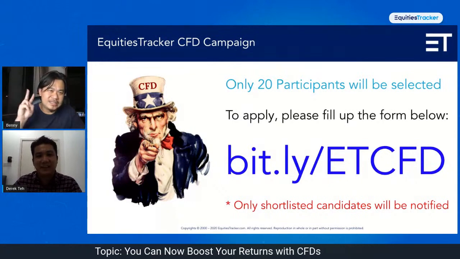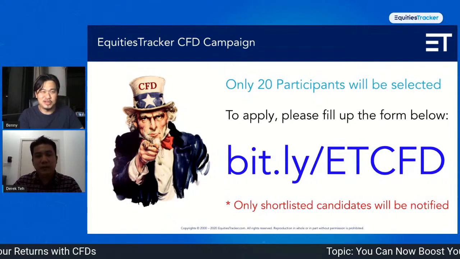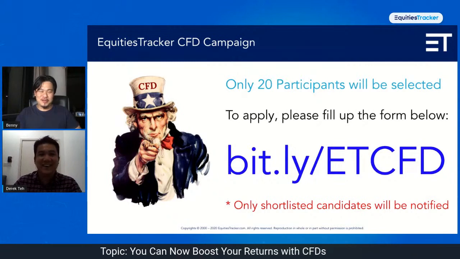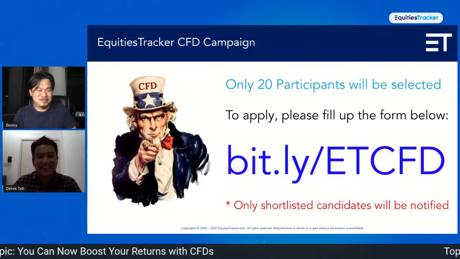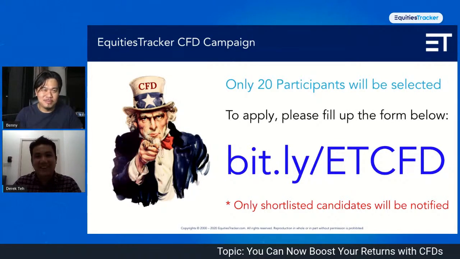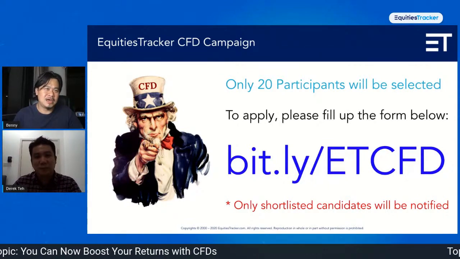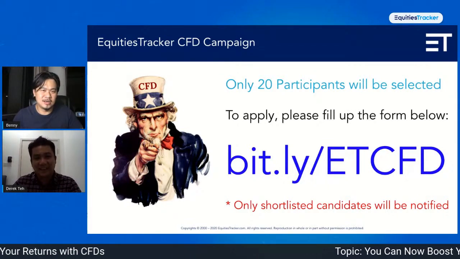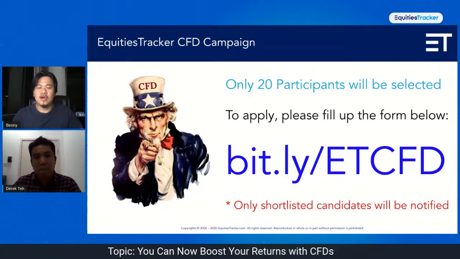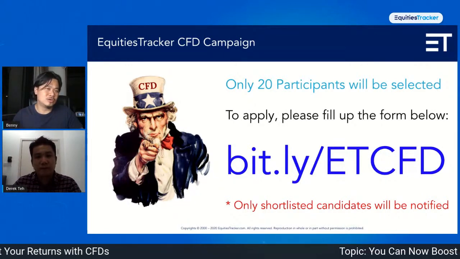Only 20 participants will be selected in this campaign because we are sponsoring 2,000 ringgit each. All right. So if everybody loses money, that means we have to reimburse 40,000 ringgit. And hopefully after the mentorship, you are able to make money from trading the CFDs. Only 20 participants will be selected, and of course this will be under EquitiesTracker and CGS-CIMB Futures. We are the ones who are going to do the final selection. All right. You have to fill up this form. So all you need to do is go to this link. It's a Google form.